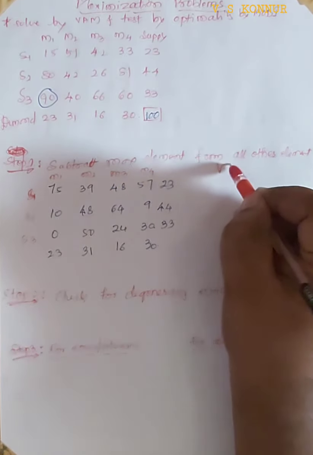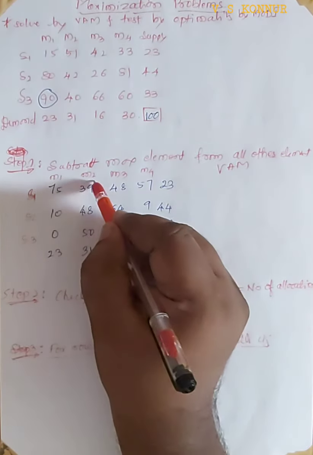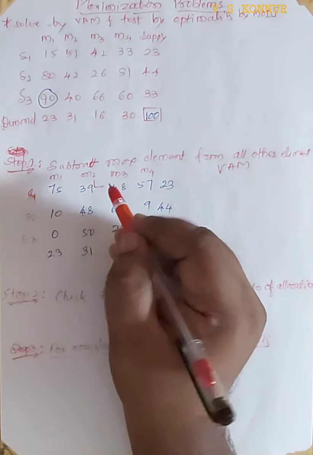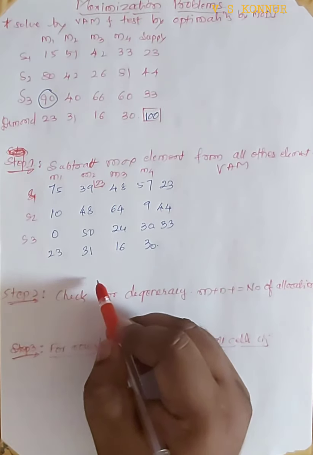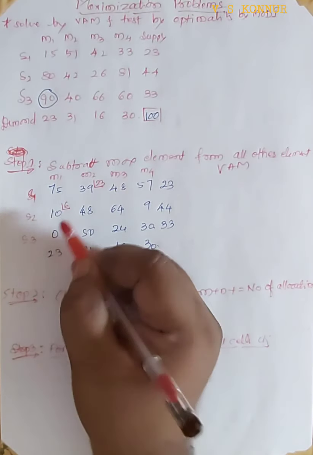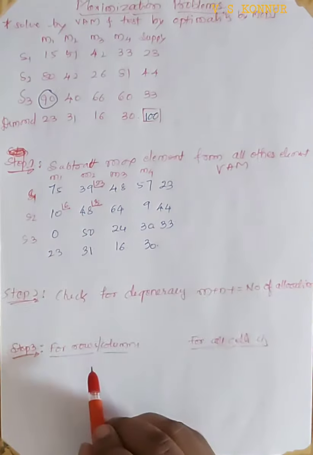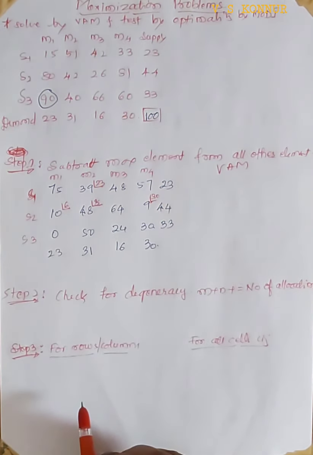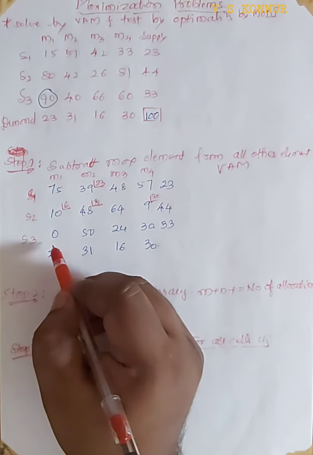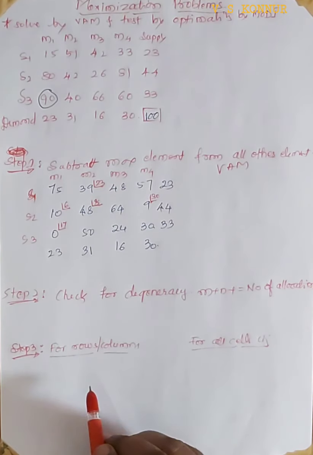Now it will be solved by the VAM method. I have already explained this VAM method many times, so directly I will write the allocations. By solving, we will get for 39 it is 23, for 10 it is 6, for 48 it is 8, next for 9 it is 30, next for 0 it is 17, for 24 it is 16.